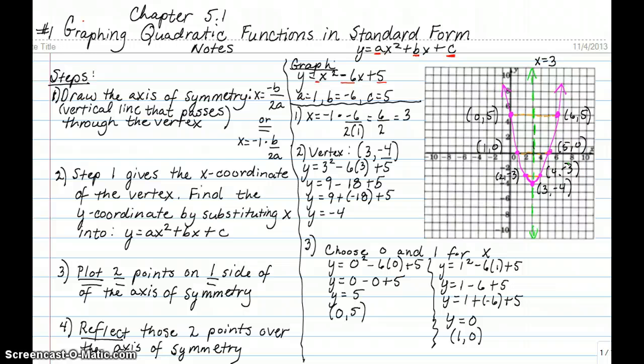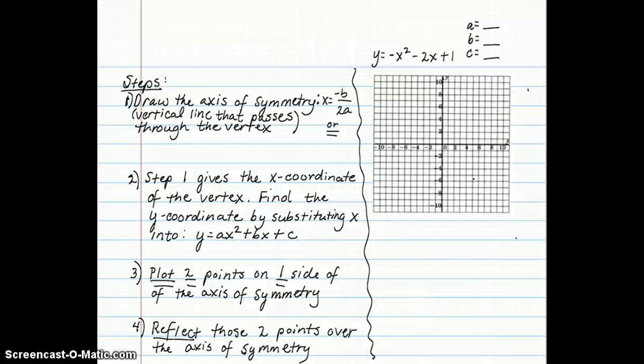Now you're going to try the next one on your own using the same steps, and then you're going to check your answer when you're finished. Okay, the problem you're going to work on is y equals negative x squared minus 2x plus 1. Don't forget to find your a, b, and c. Follow the steps. I've copied them over for you. On the left-hand side, you can always go back and watch the video if you're struggling. Do this on a piece of paper, because after you finish this one, you're going to try 2 more that will be turned in for a grade. Thanks. Bye.